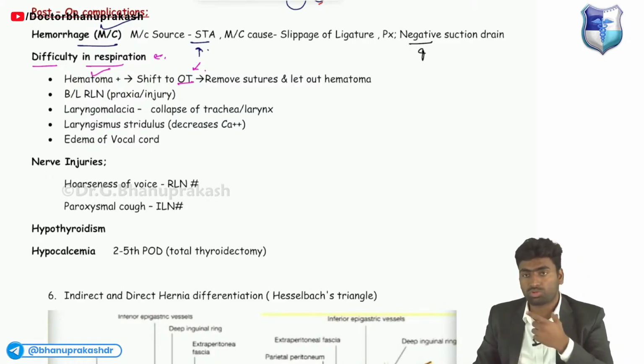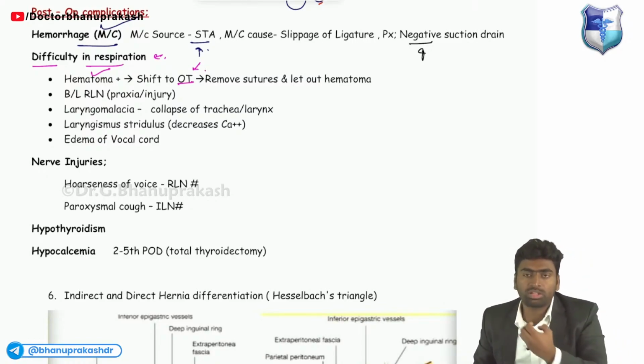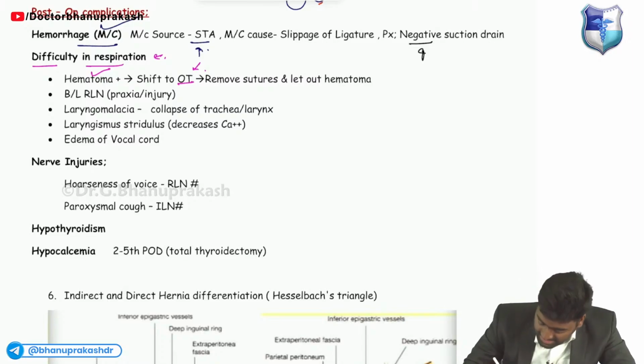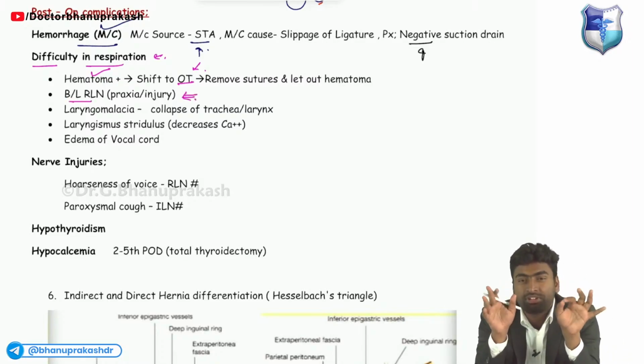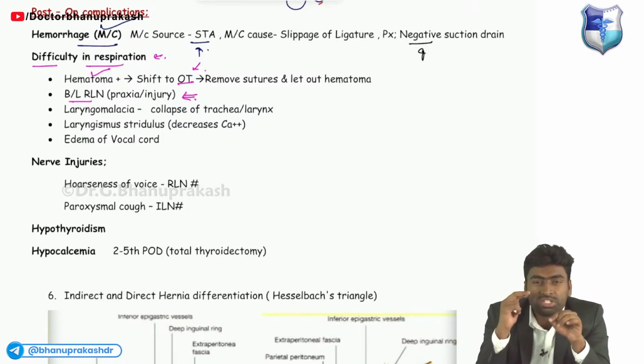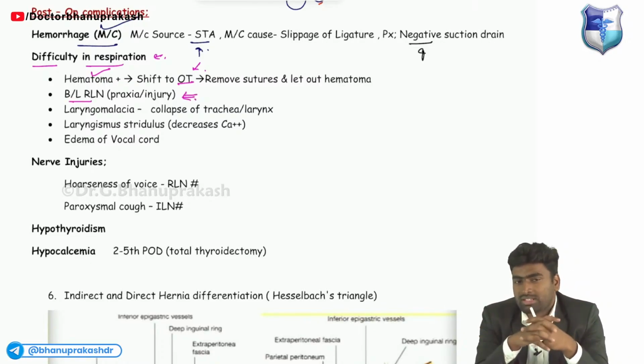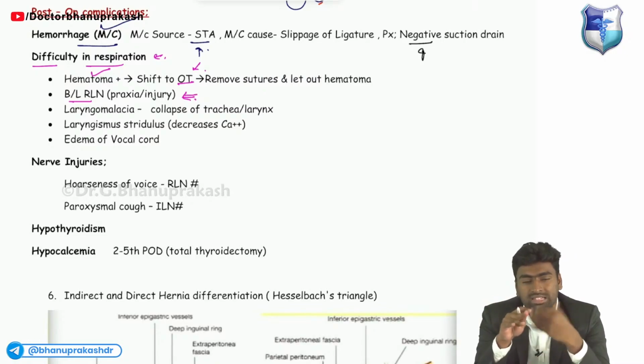फिर उसके बाद we'll remove the suture and we'll remove the hematoma. Fine. Next, in some cases, as I told you, there is this recurrent laryngeal nerve. We should be very cautious. So if we injure this nerve, we know most of the muscles of this larynx will be supplied by this recurrent laryngeal nerve. So if there is any unilateral injury, then the other side can manage.